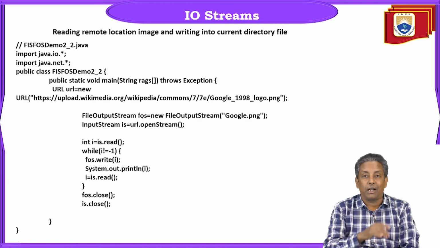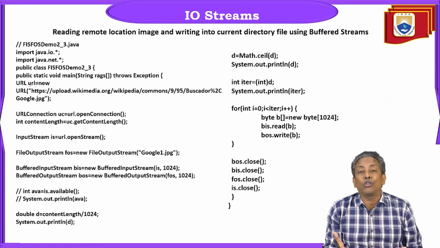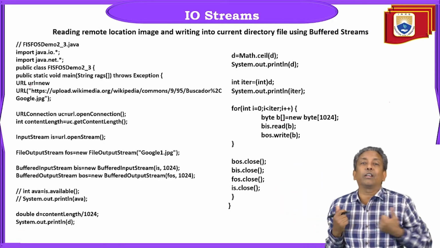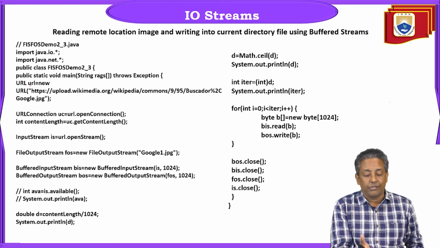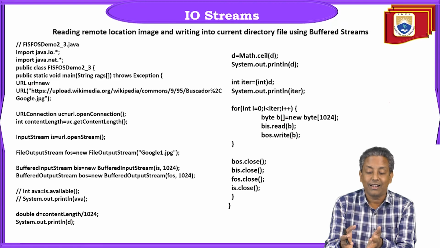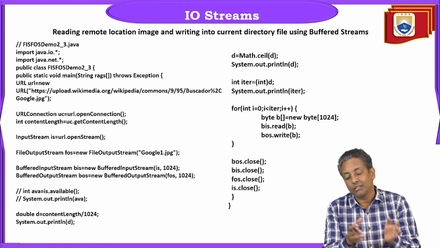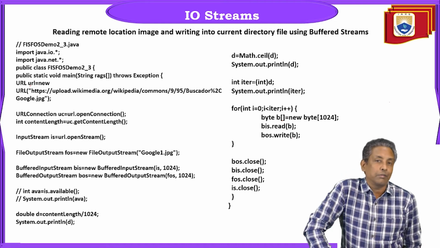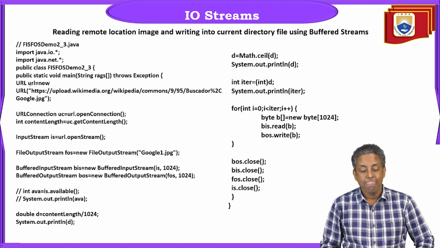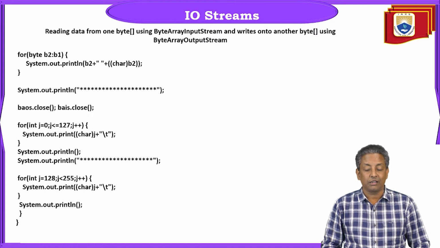The previous example was byte by byte, where you can directly check with -1. Because here we are using BufferedInputStream, we don't know how many times we want to read 1024 bytes. For that we made this entire calculation: getting the content length divided by 1024, applying ceil, then converting the value from double to int. Finally, that is how we are determining the number of iterations. This is a simple example.